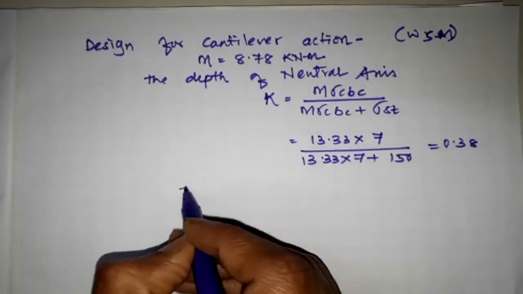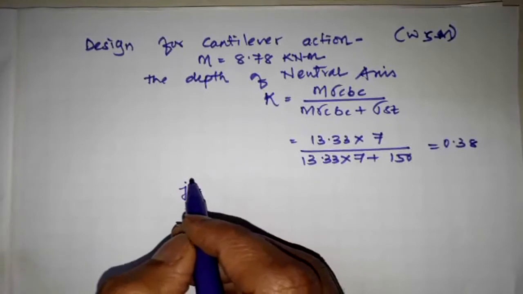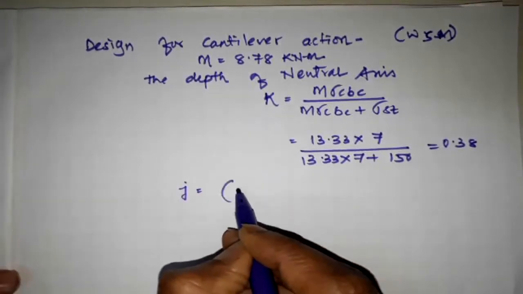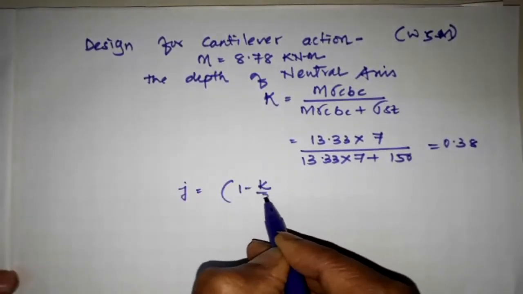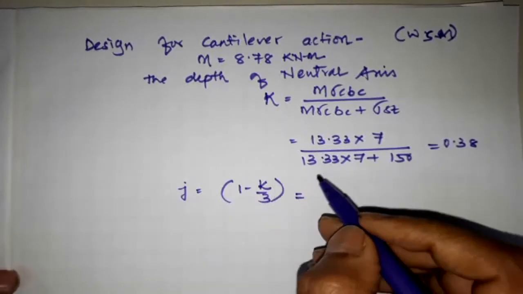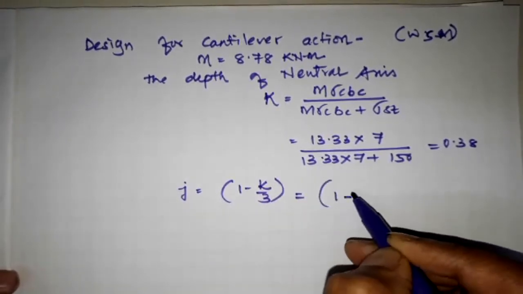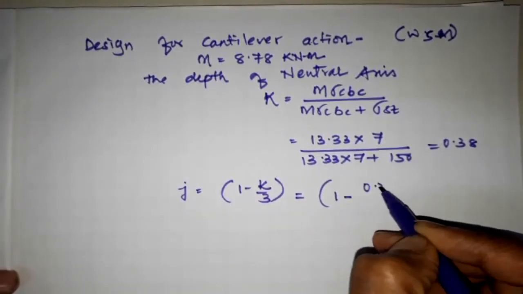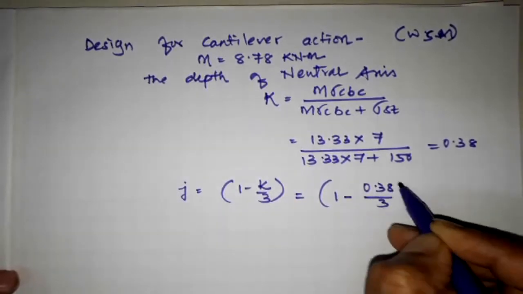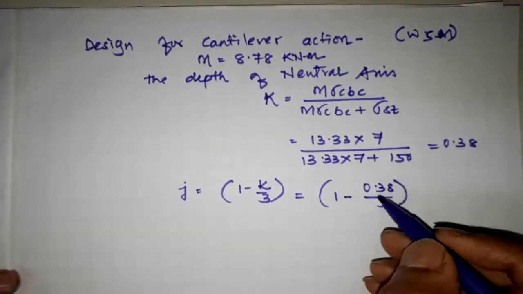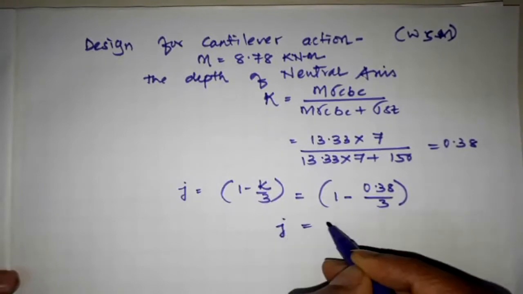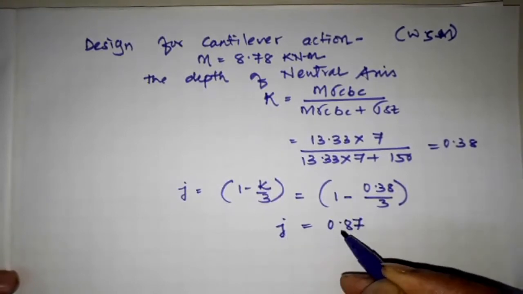Now next is the value of J. That is the coefficient J is equal to 1 minus K by 3. So 1 minus K, K is 0.38, by 3. So we get here J is equal to 0.87.